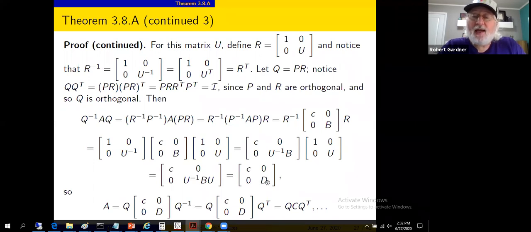Oh, if that's a diagonal matrix, this whole thing is a diagonal matrix. D was an n minus 1 by n minus 1 diagonal matrix. This thing here, an n by n diagonal matrix. And arguably we're done. Let's elaborate a little bit.